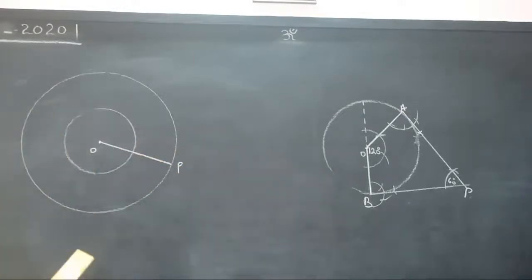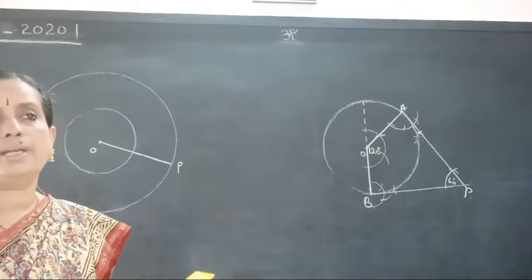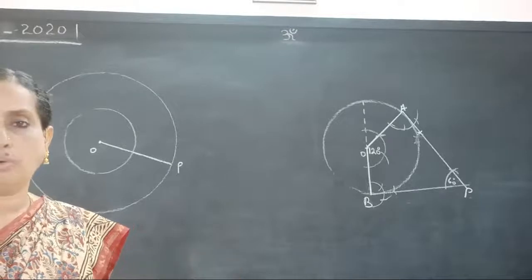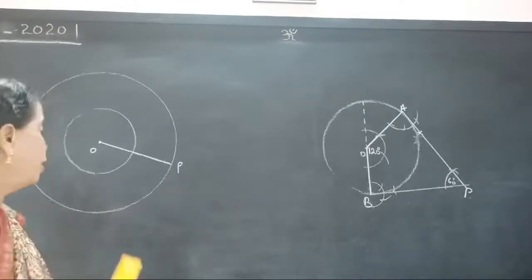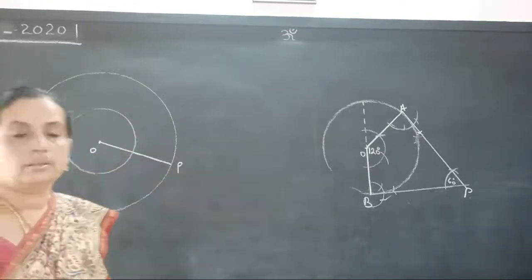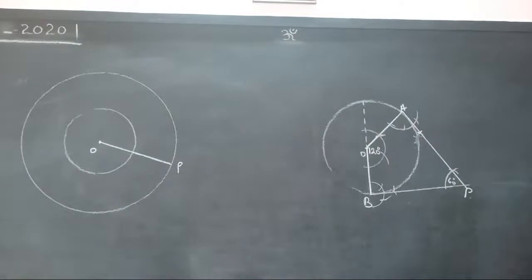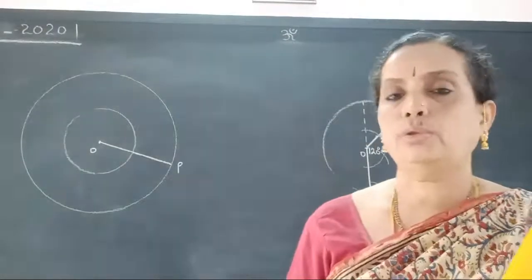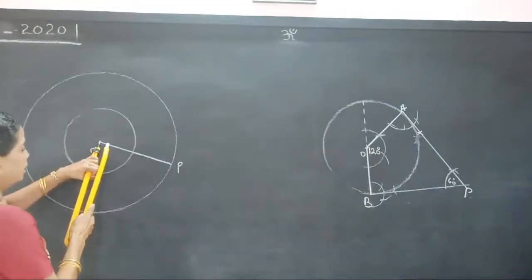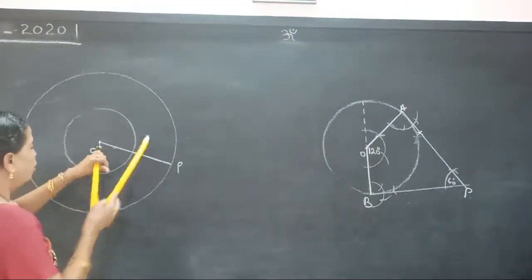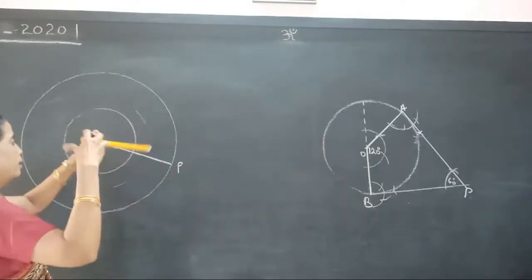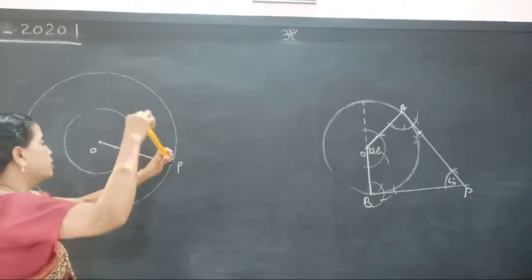First step, draw two concentric circles of radius 4 centimeter and 6 centimeter with center O. Second step, take a point P outside the circle and join OP. Third step, draw the perpendicular bisector to OP. Let us draw the perpendicular bisector. How to draw? Taking more than half, cutting on. This dot should be very light. Don't highlight this. Very smooth and light here.